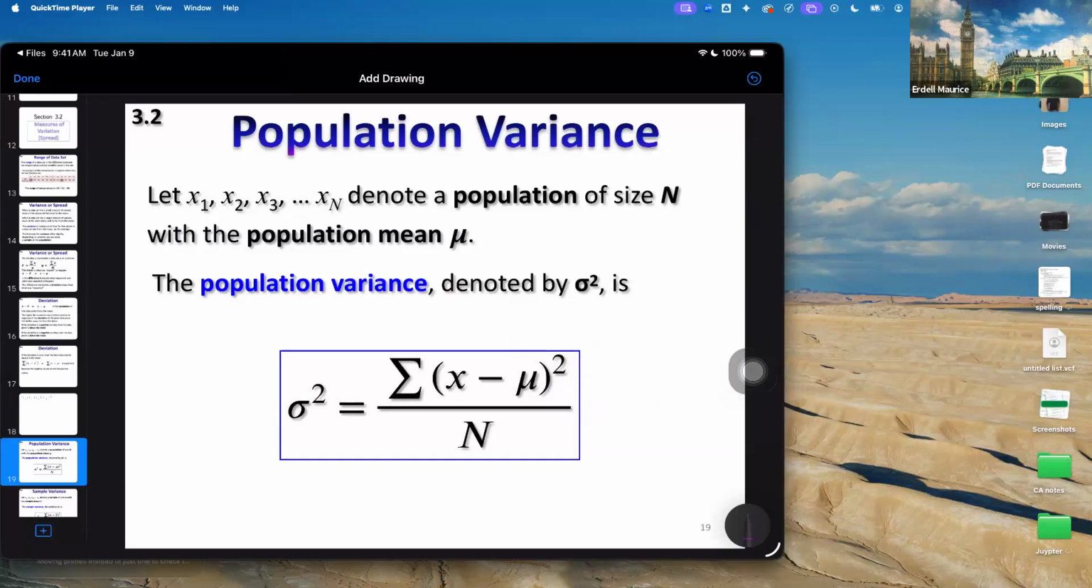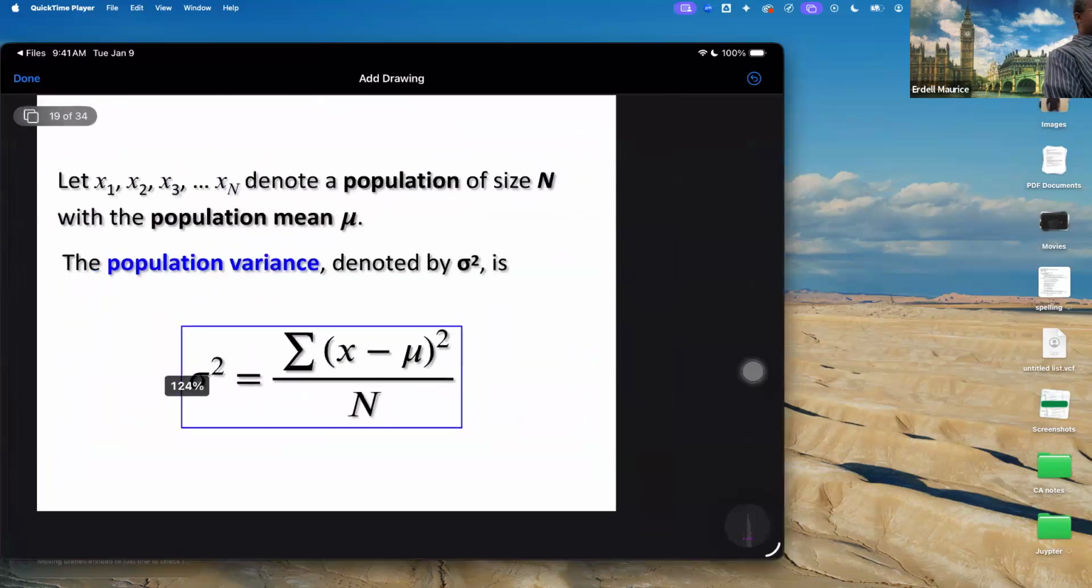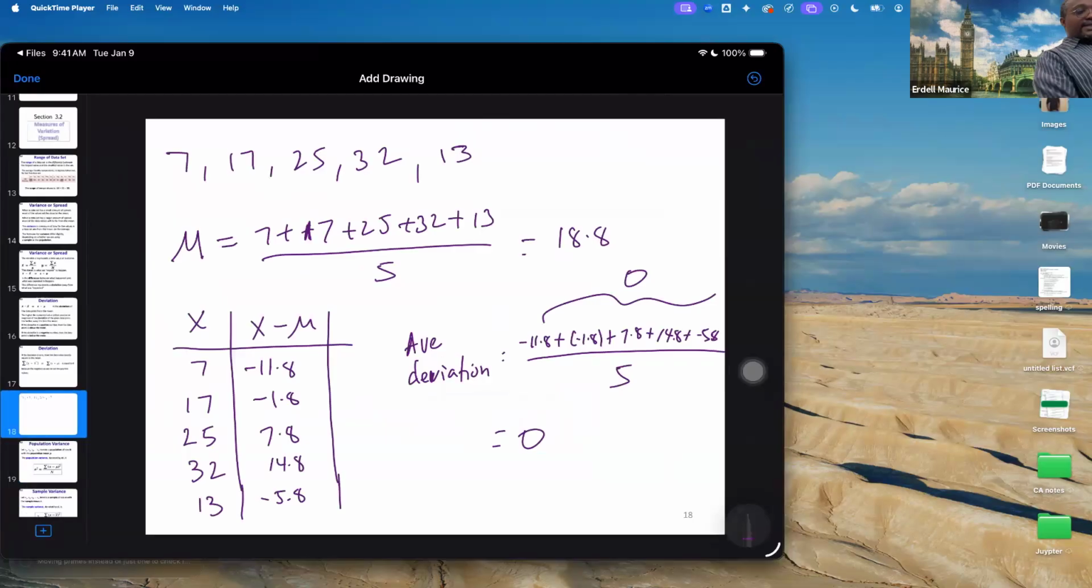Questions there? Comments? Queries? Concerns? So what this formula is saying is this. Go back to the table we just had a while ago, and get rid of all of the negative signs by doing this: take the number we have and raise it to the second power. So 11.8 squared. Go ahead and fill out this column. Square each of these numbers.